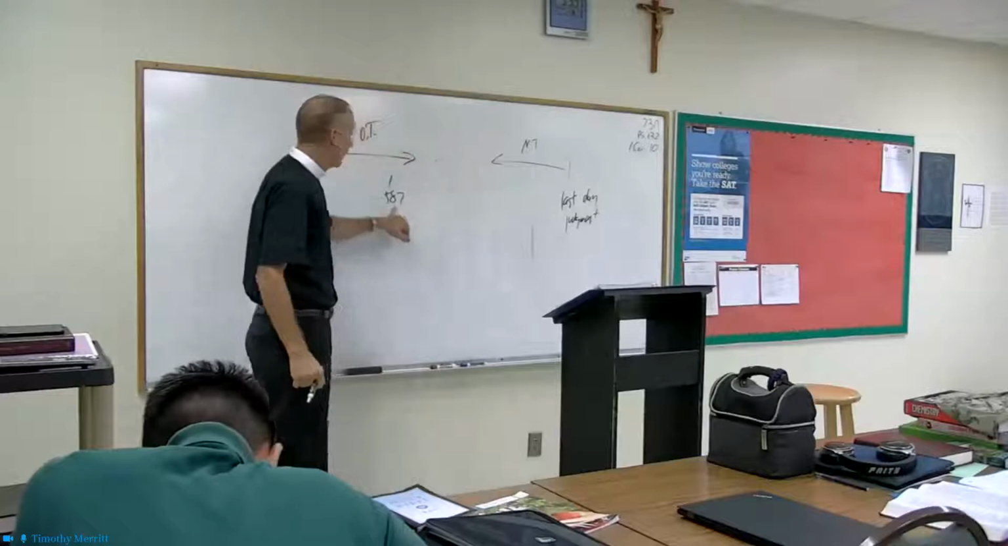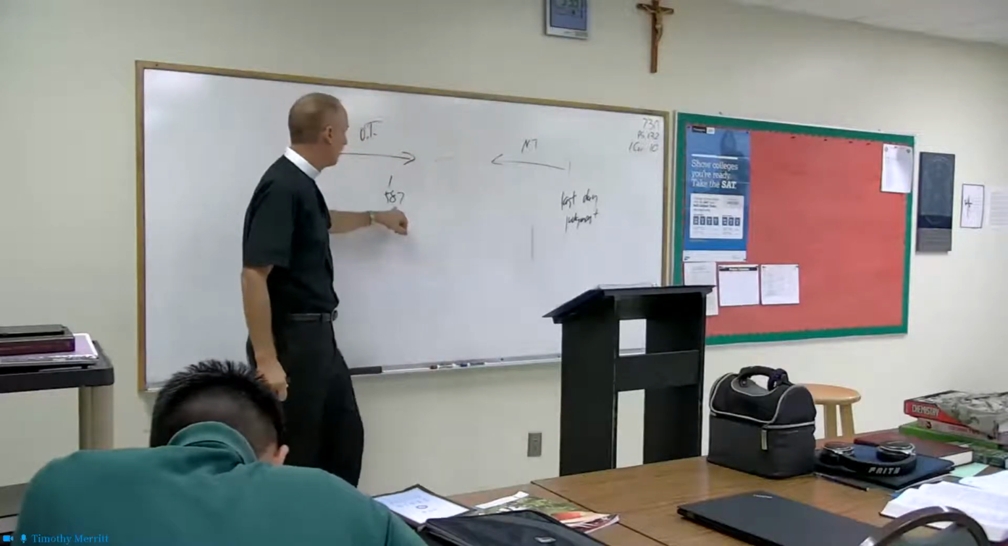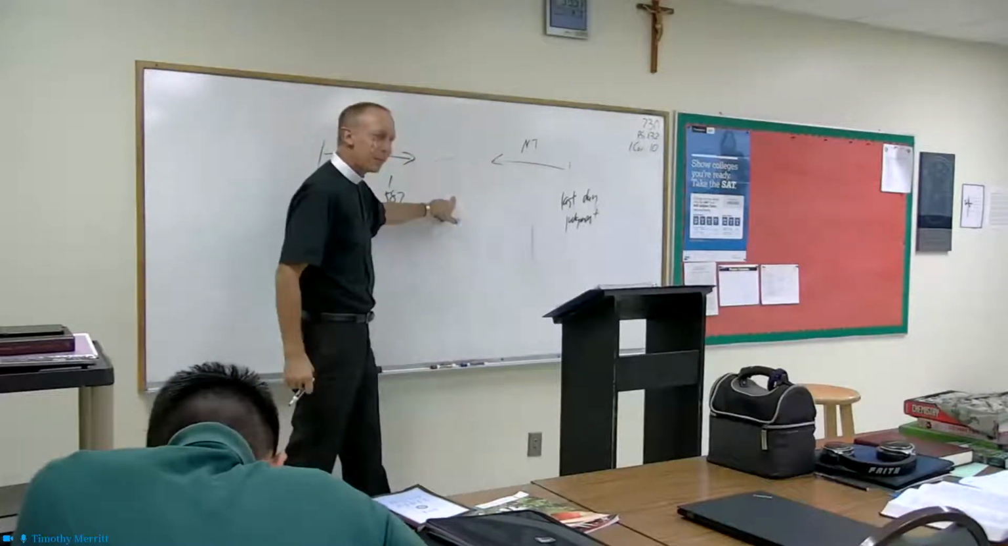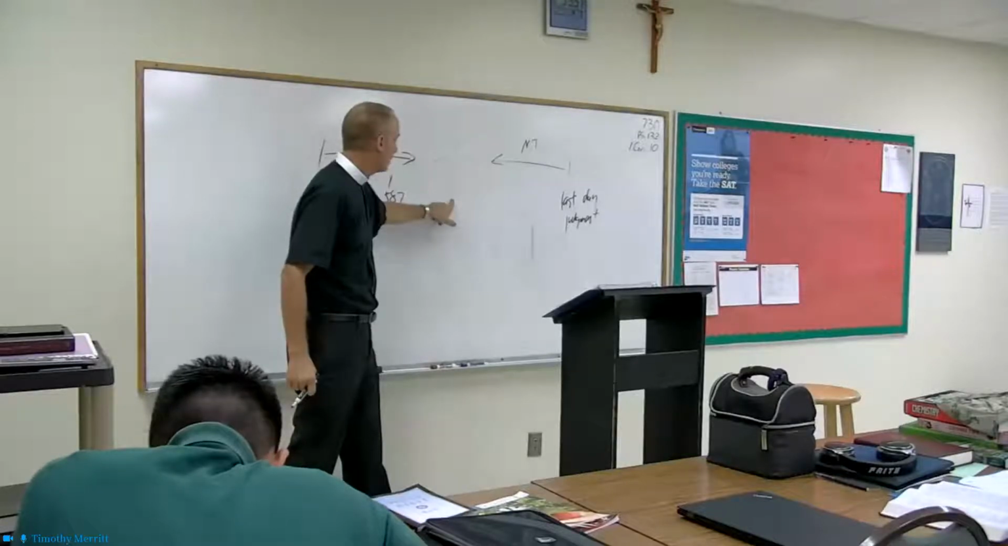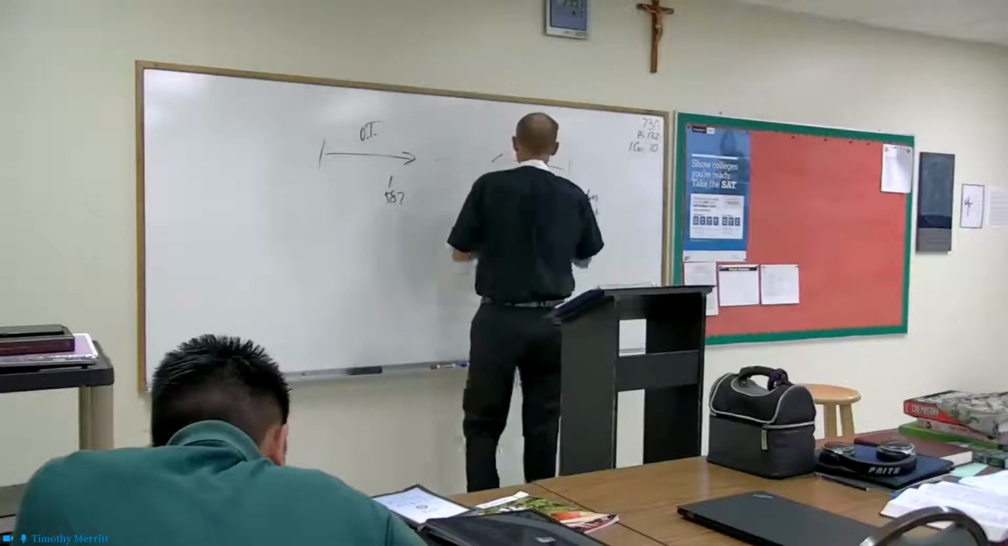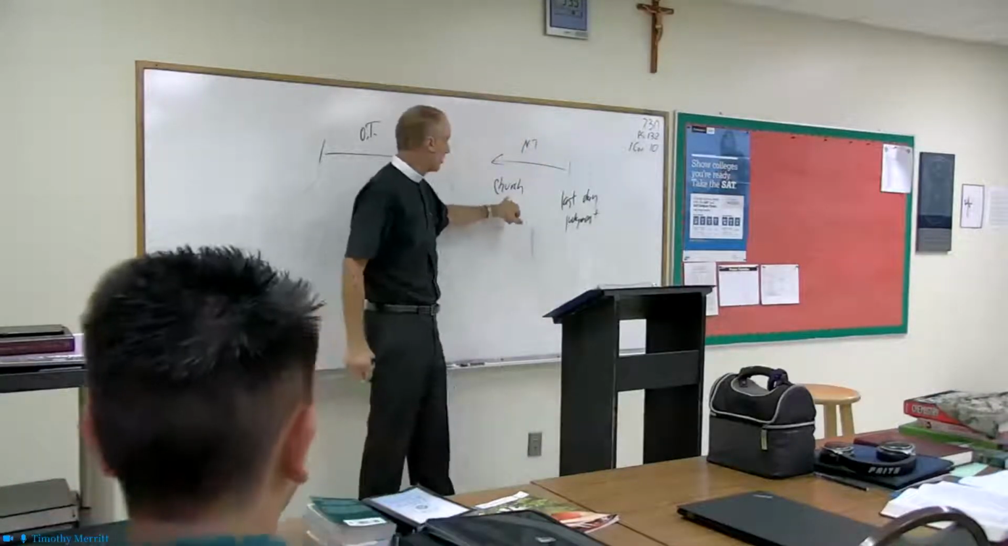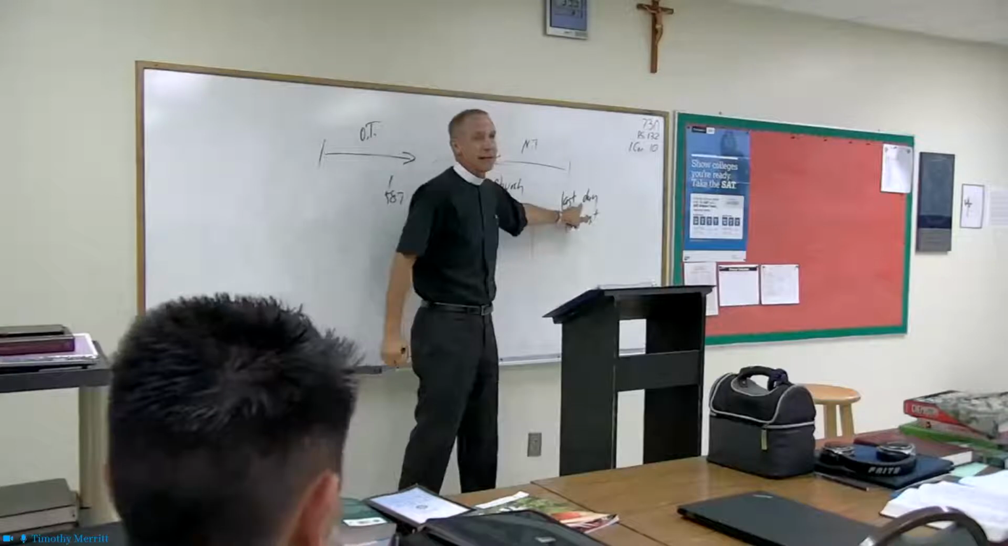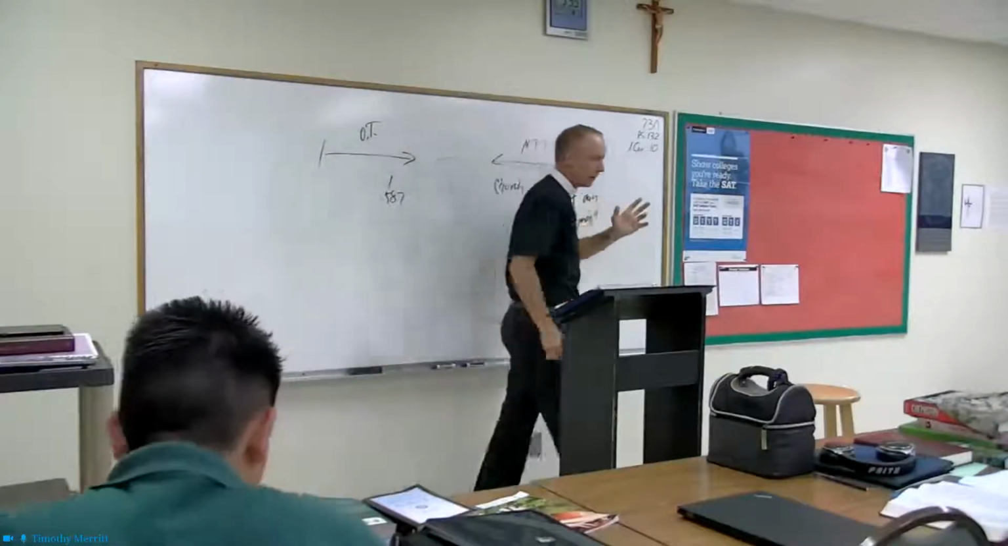He's going to talk about 587 when the Babylonians are coming. He's going to talk about the birth of Christ. He's going to talk about the death of Christ. He's going to talk about the New Testament church. He's going to talk about the Gentiles coming to the New Testament church. And he's going to talk about this last day. And he jumps all over the place.